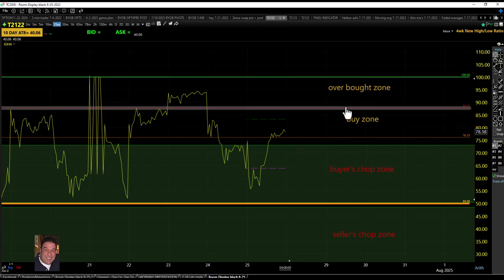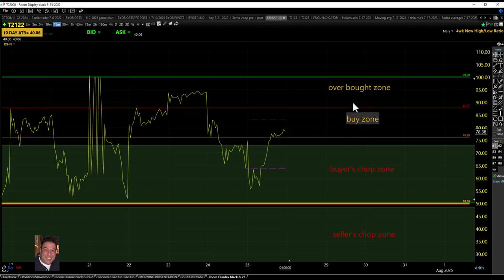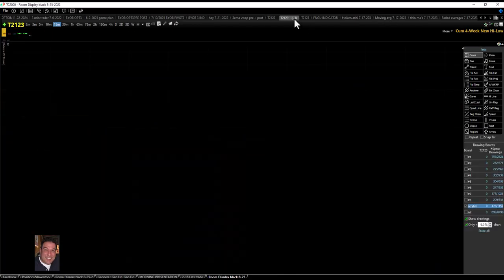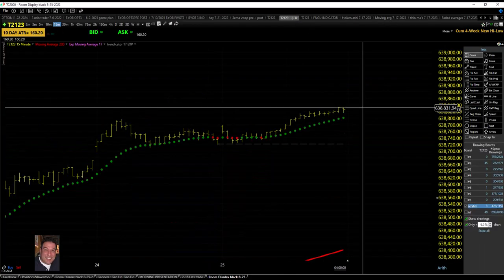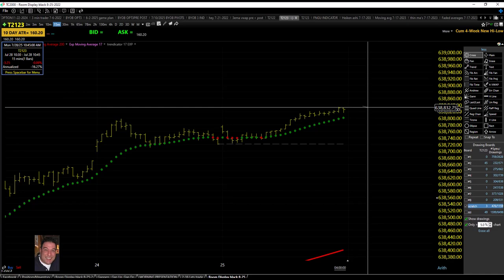And then maybe at the end of the day on Monday, maybe we find ourselves back up in the overbought zone. There's T21.22, T21.23. Okay, yes, they did it again. New rally high for T21.23.